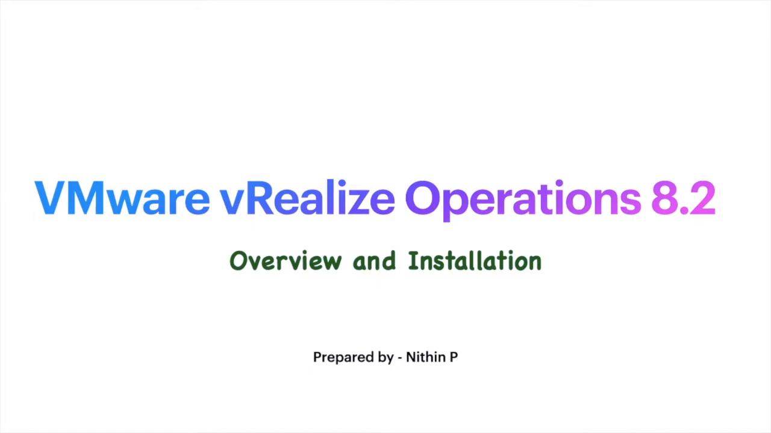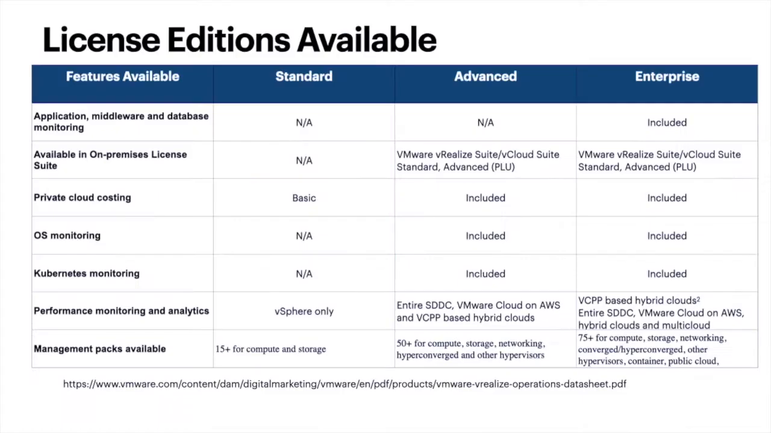Today I'm going to talk about VMware's vRealize Operations, latest edition 8.2. I'm going to cover a bit of overview and the installation step by step. I'll straight away jump into the license editions available for this version. So just like earlier versions, we do have Standard, Advanced and Enterprise editions.